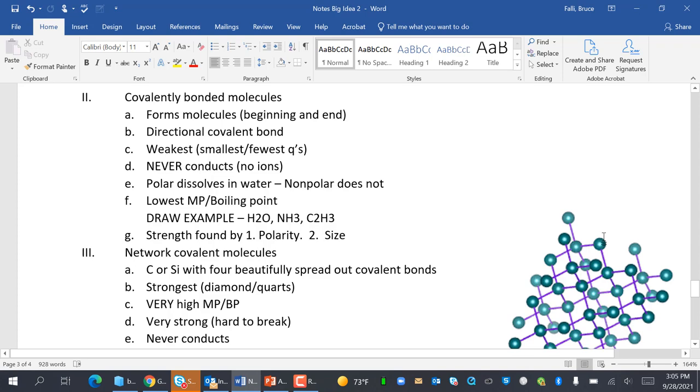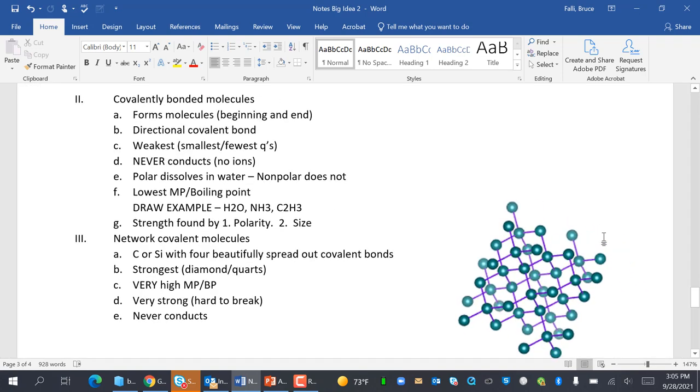Part two, this isn't quite in here, but it needed to be in here for our properties. Covalently bonded molecules form molecules. They have a beginning and an end.